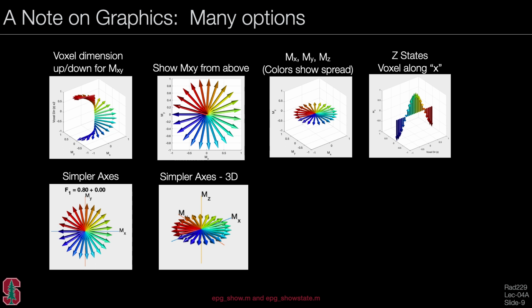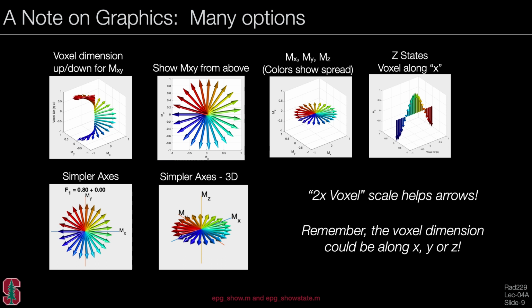We can use simpler axes, where we actually take away the white and just show the spins. And we can do this in 2D or 3D. And again, the 2x voxel, don't be confused by that. It just helps the arrows to look good in these. Remember, the voxel dimension could actually be along the physical x, y, or z, or some combination of these. So really, there are lots of ways to represent this, and I hope it will become clear as we come through.